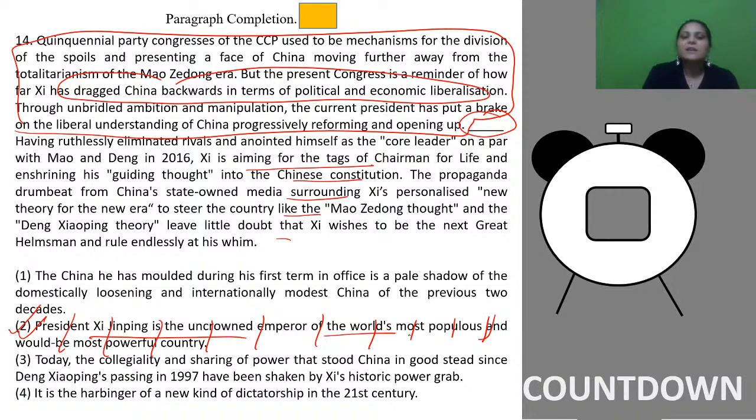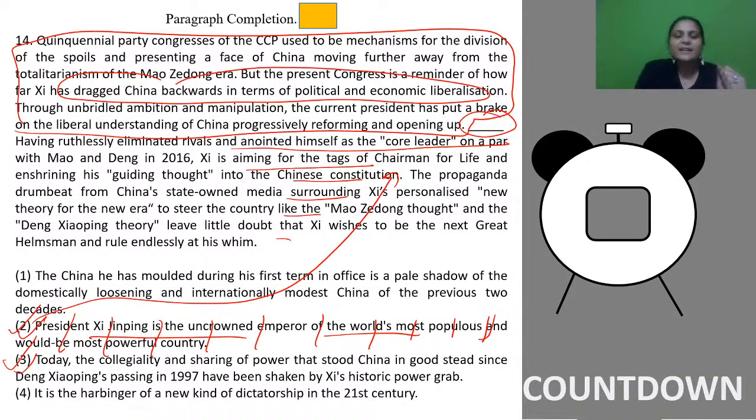That he is the uncrowned emperor. Why? Because if he had to put this line, then it should have come after this line that he anointed himself as the co-leader, blah blah blah, and his thought will become the guidelines for the Chinese constitution. After that, maybe you could have this line, but not before. So option 2 is eliminated. AJ, is it clear? Let's come to 3.